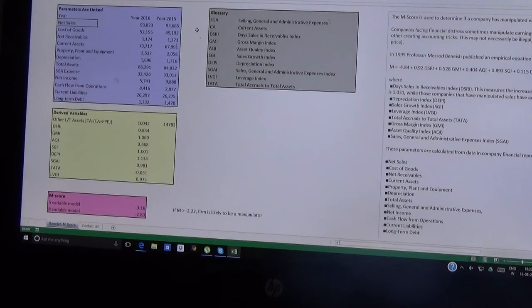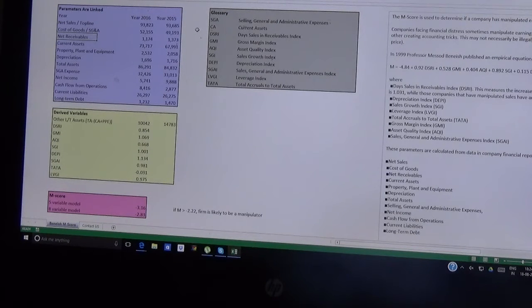Number 1 is net sales. One thing we sincerely need to understand is that although the Beneish model refers to this as net sales, this is actually the top line. So I am writing net sales oblique top line. Then you have cost of goods sold. Sometimes if you look at financials, you will get this term SG&A, selling, general and administrative expenses. Then you have net receivables.